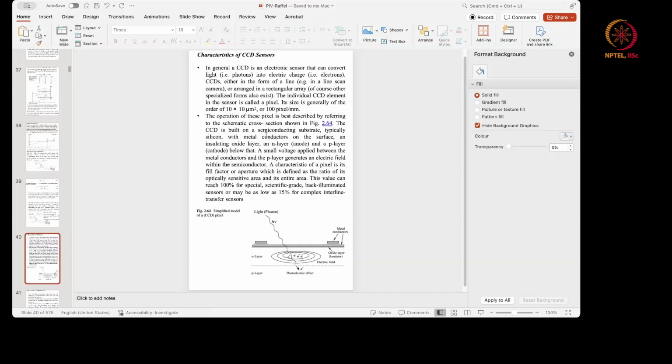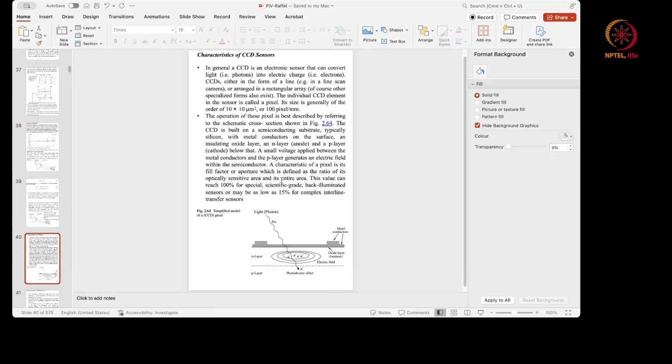The CCD is built on a semiconducting substrate, typically a silicon substrate, with metal conductors on the surface. These are the metal conductors on the surface, and then there is an insulating oxide layer just below it. Then a small voltage is applied between the metal conductors and the P layer, and that generates an electric field within the semiconductor. So there is a semiconductor, which is covered by an oxide layer and a metal conductor. Once you apply a small voltage between the metal conductors and the P layer, you generate an electric field within the semiconductor.